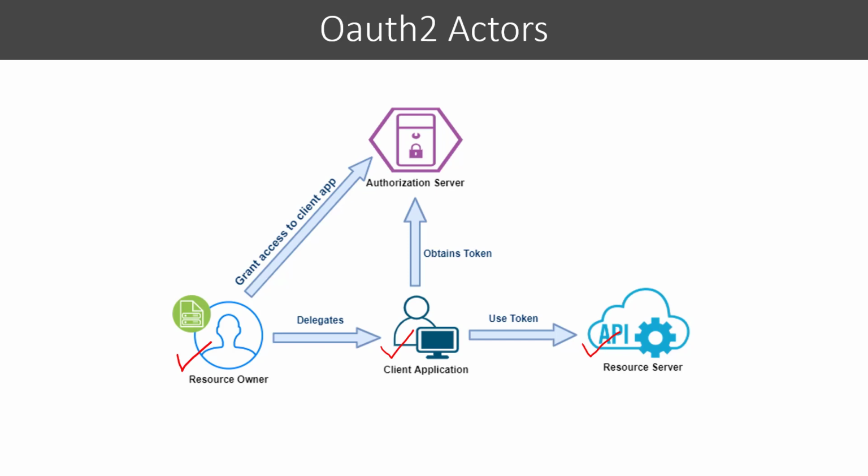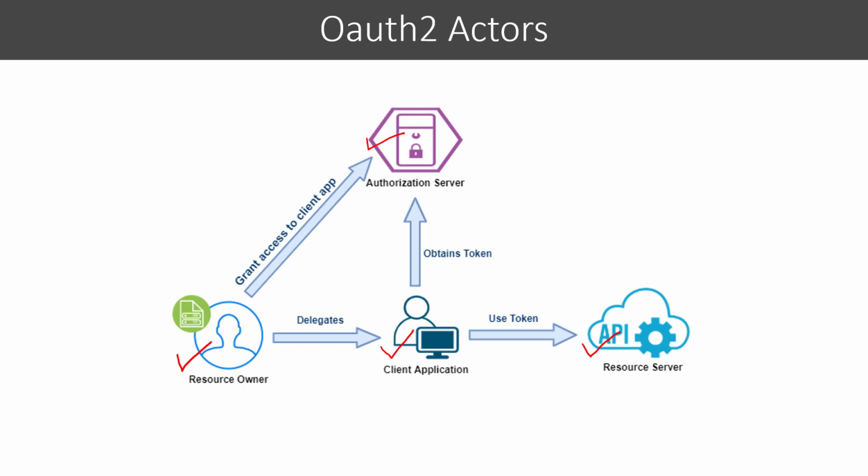The next actor is the authorization server. The authorization server validates the identity of the user and then issues the access token to the client application, which can be used to get access to the resources. So the authorization server knows the resource owner, who already has an account. The authorization server also knows the client application, which is already registered with the authorization server, and the authorization server issues a client ID to the client application on registration.